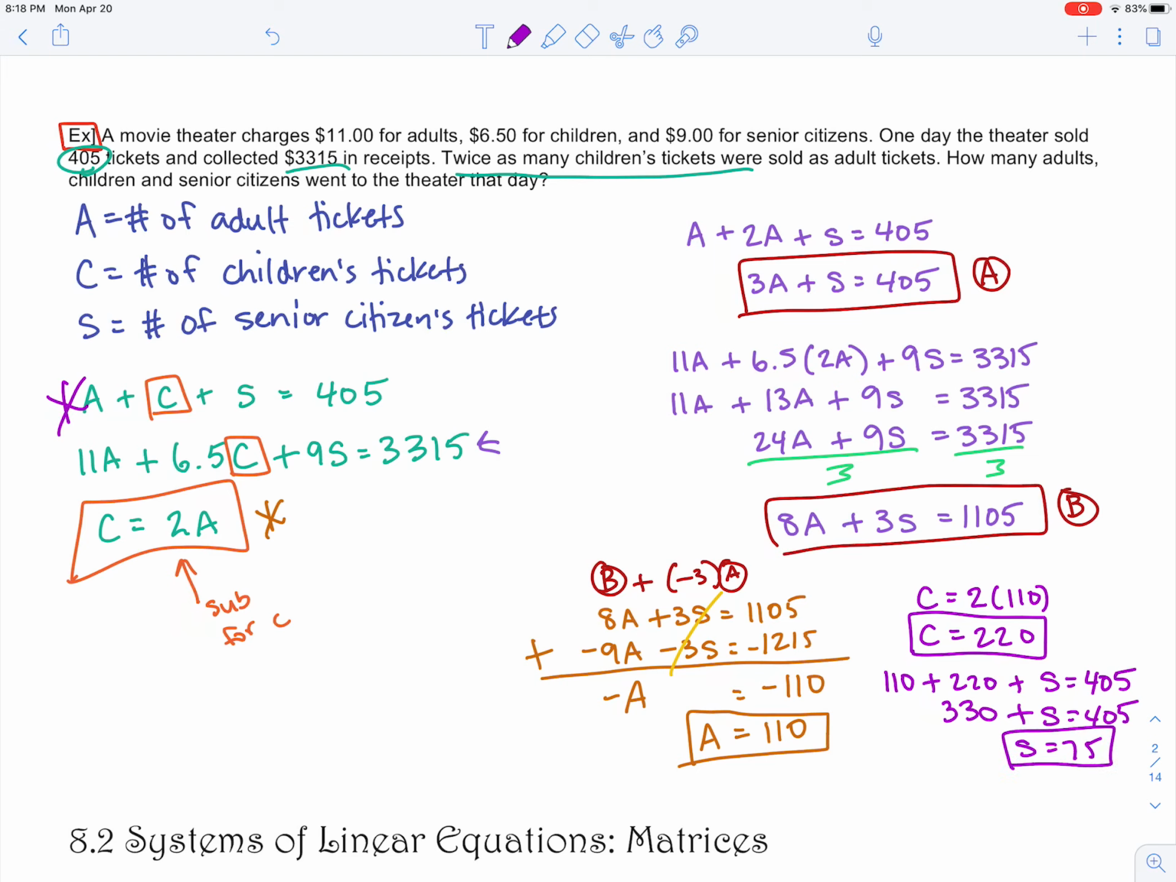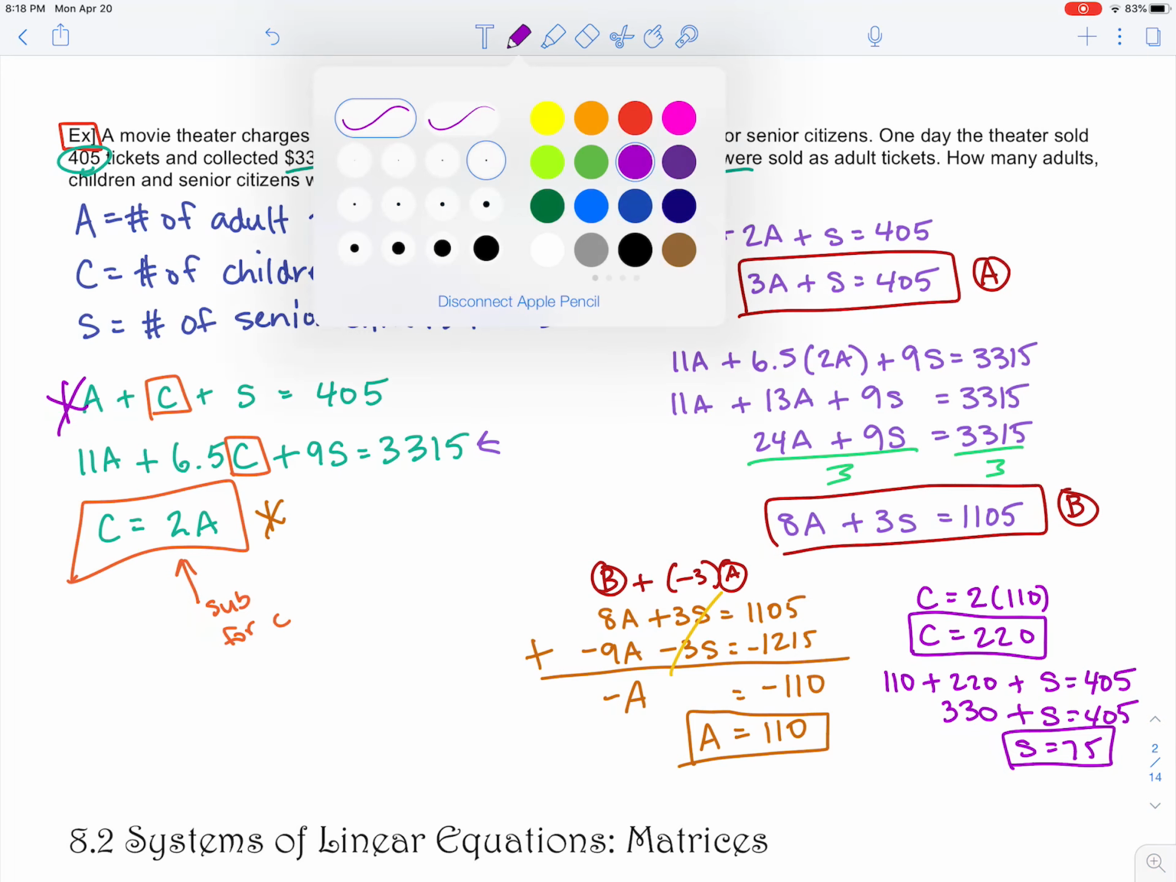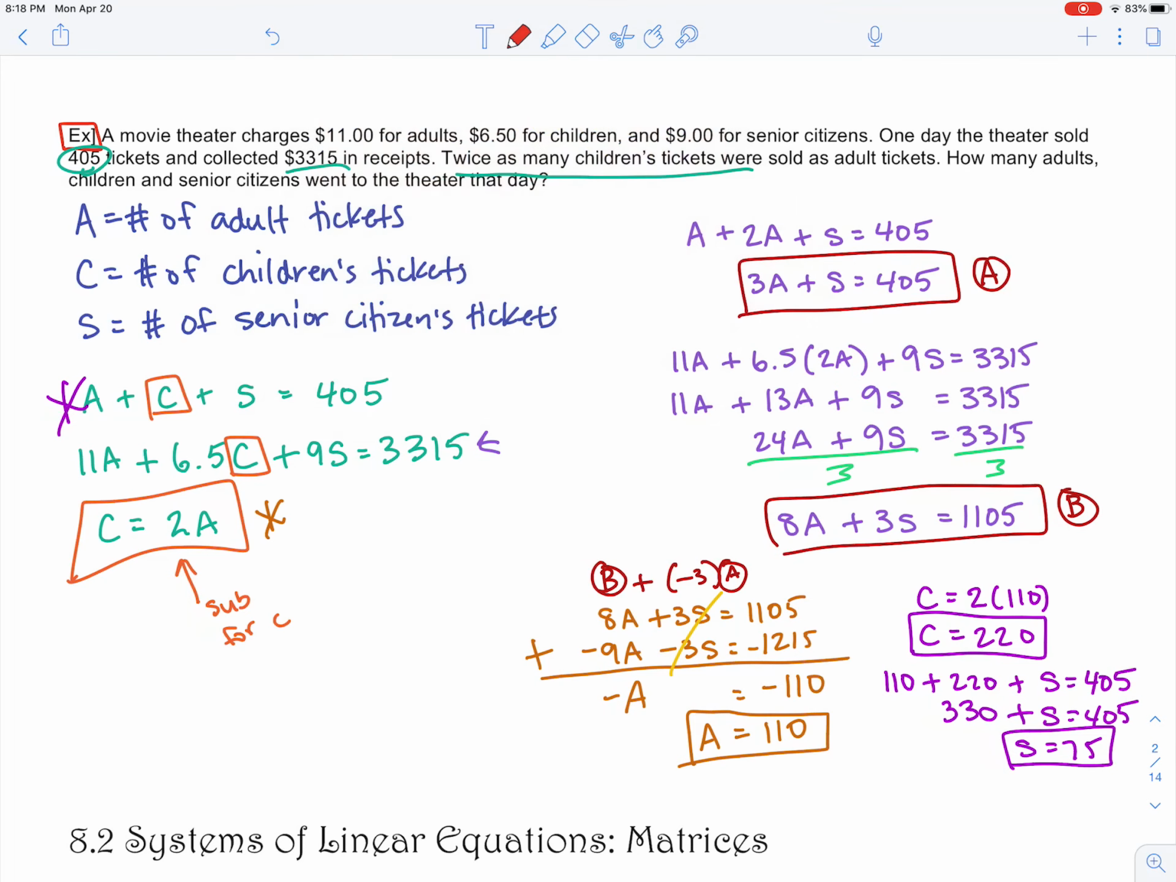Okay, so now we have all three unknowns solved for. Let's go ahead and write out our answer. Okay, so they sold 110 adult tickets, 220 children's tickets, and 75 senior tickets.